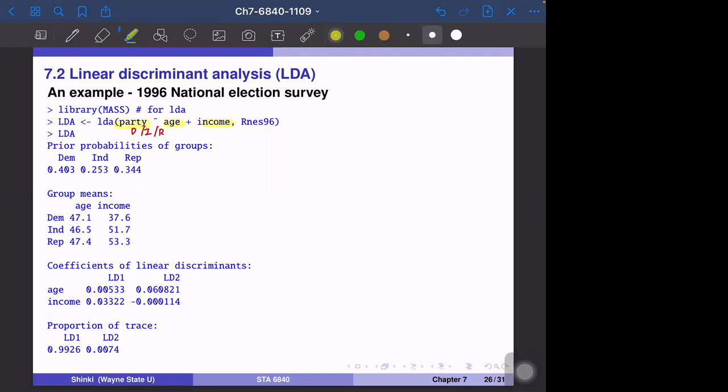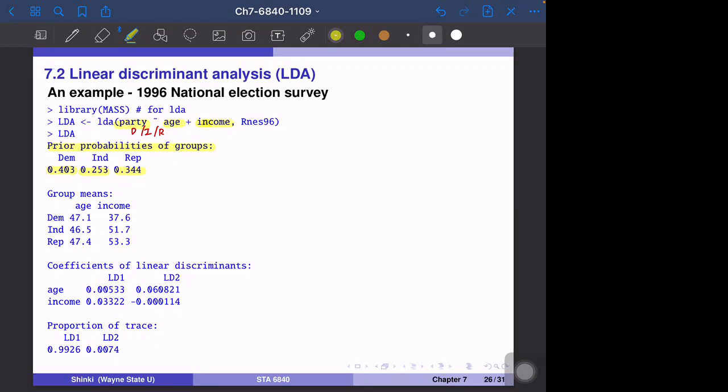And we have three categories, so at least we need two predictors. So we have age and income here. And some prior probabilities. This is the proportion of Democrat, Independent, and Republican in the original data set.